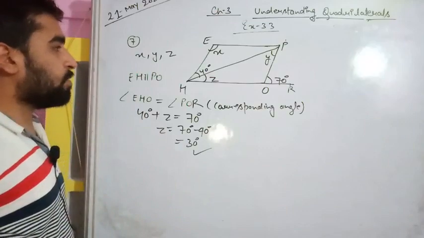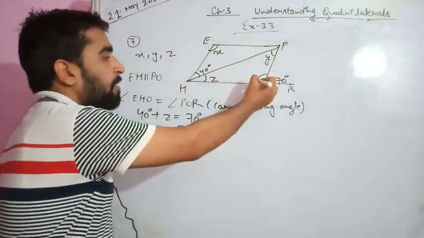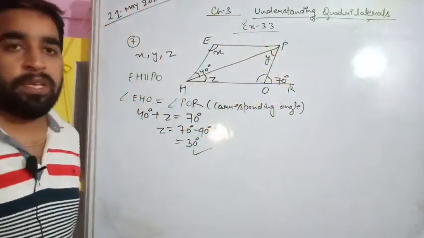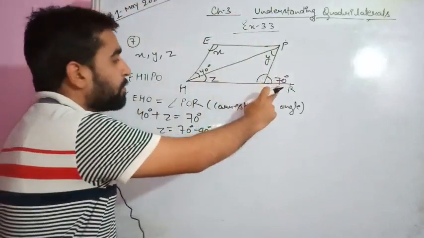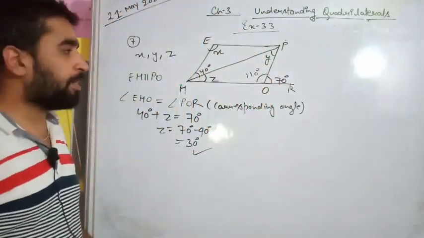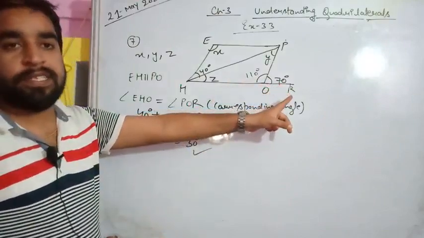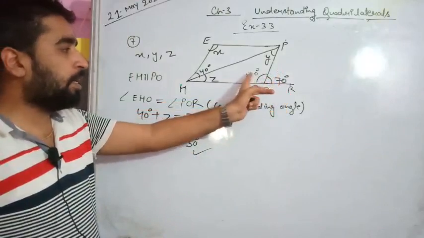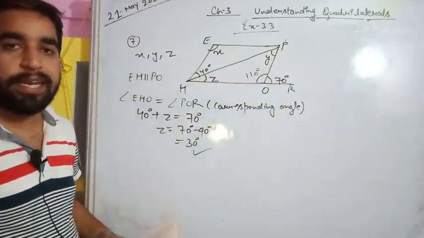Now students, X we have to calculate. If this angle is 70, then what will be the value of this angle? Both are which kind of angle? Both are linear pair angles. So if this angle is 70 degrees, this will be 110. Yes or no? Because both are linear pair angles, and the sum of a linear pair is always 180. So if this is 70, the remaining angle will be 180 minus 70, that will be 110 degrees.